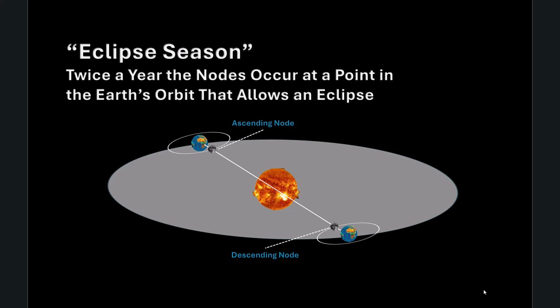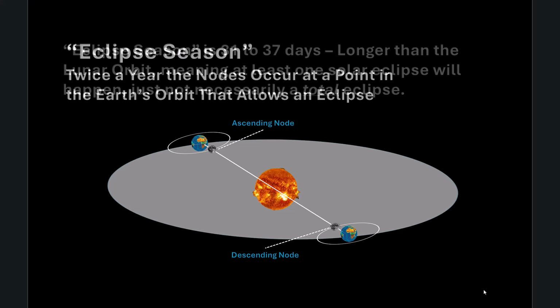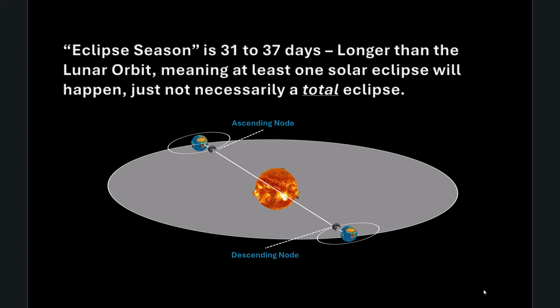And what this does is it creates a period where twice a year, this particular tilt of the moon is such that these intersecting points are exactly in between the Earth and the sun. This is when you can have an eclipse. It's only during these two time periods. So an eclipse season, as they refer to it, is about 30 days, a little bit longer. And this is a little longer than the amount of time it takes the moon to go around the Earth.